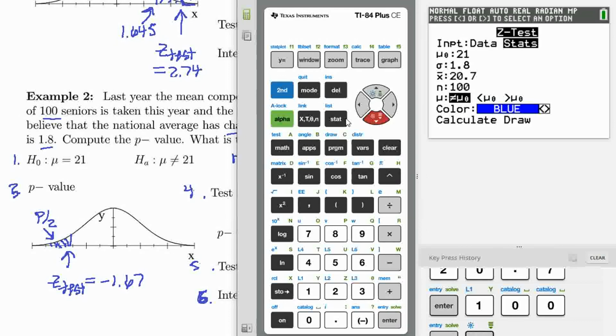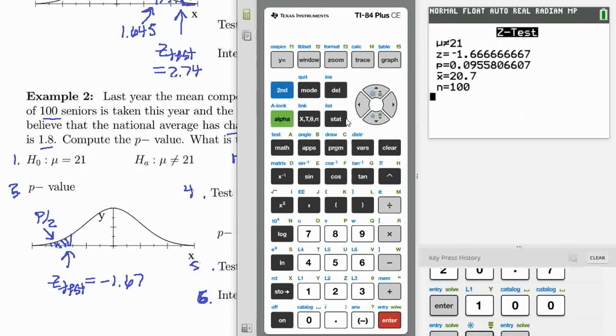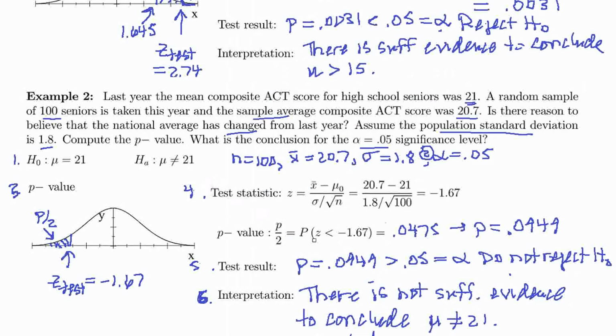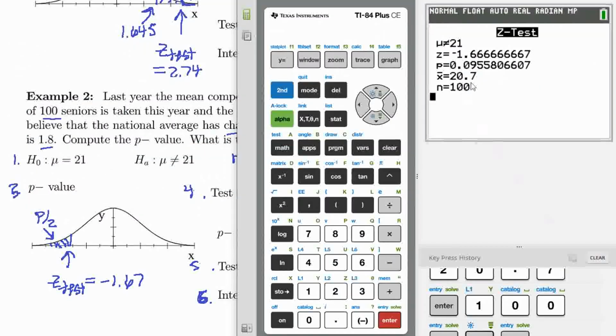And we can come down here and we can either calculate or draw. If we calculate, you'll see there is our test statistic and there's our p-value, 0.09558. So that's differing just slightly from what we got here. This is 0.0949, so this is off in the last decimal place, and that's because of the rounding of our z-score.